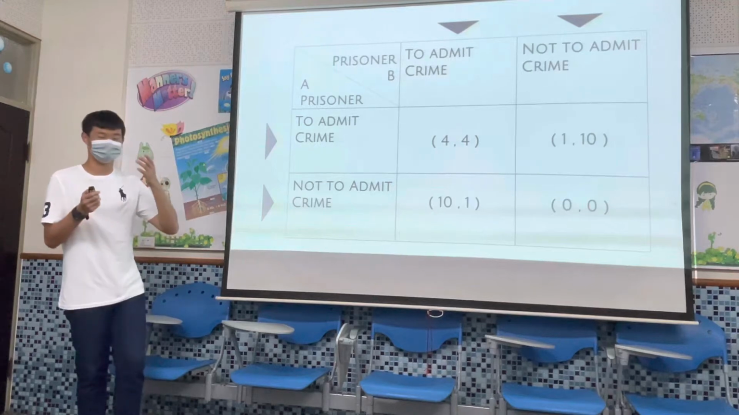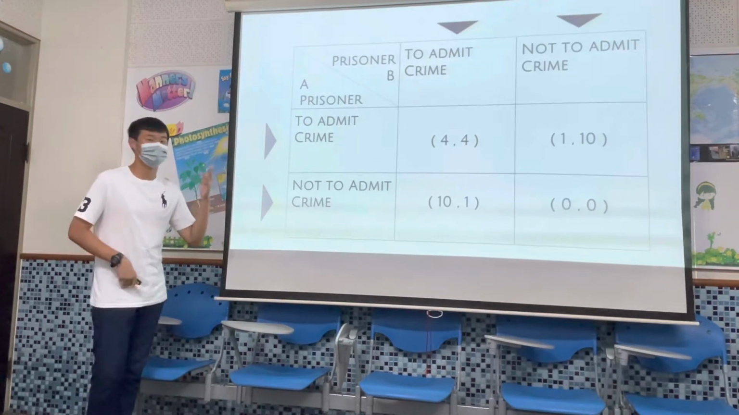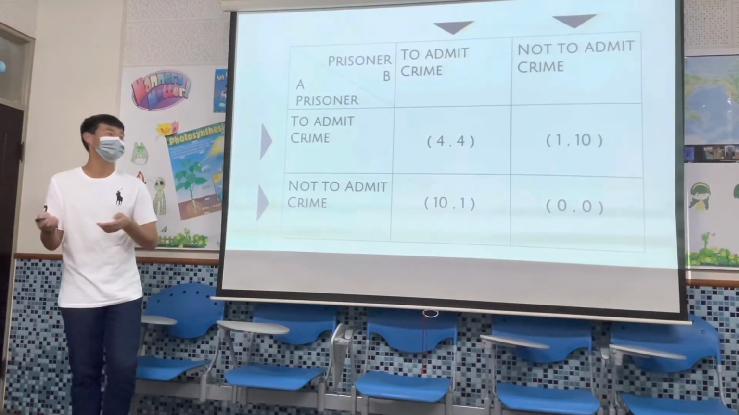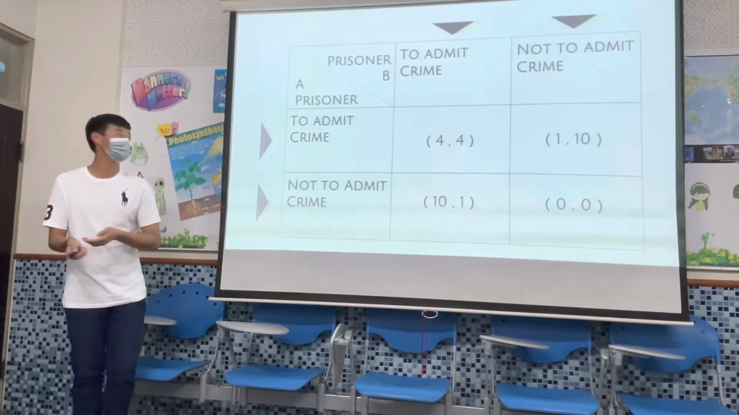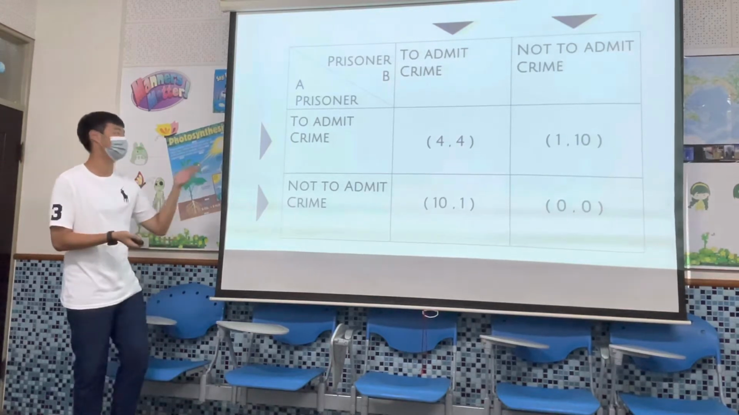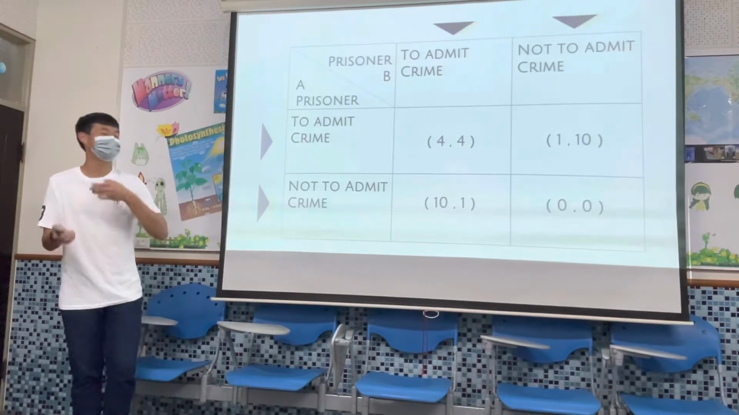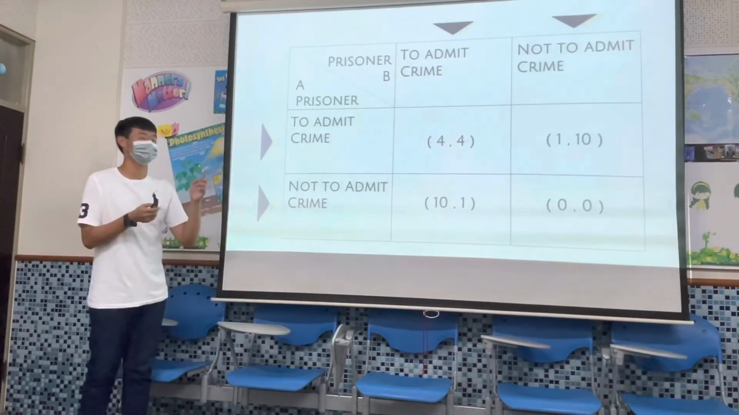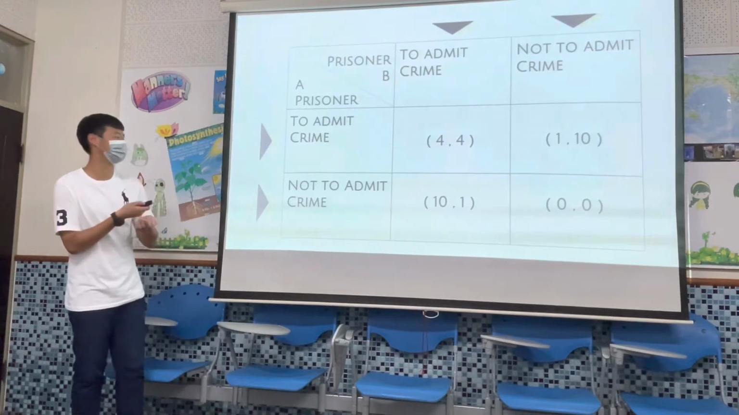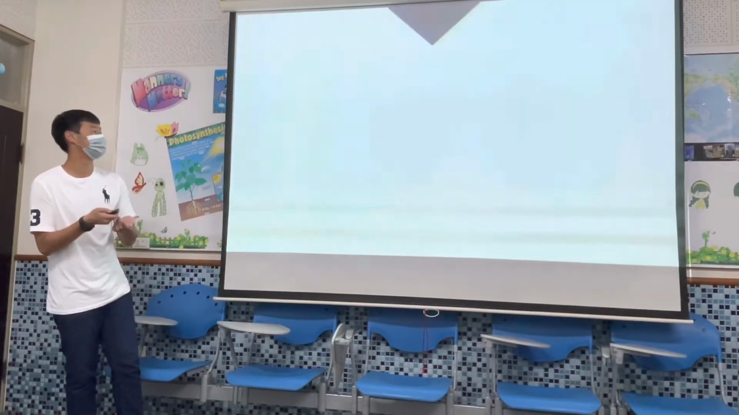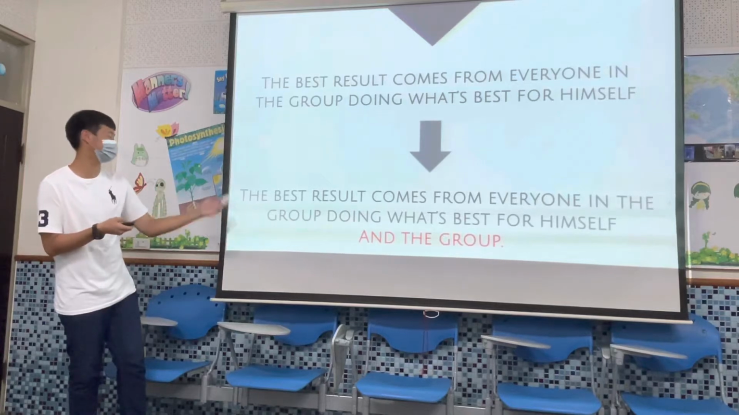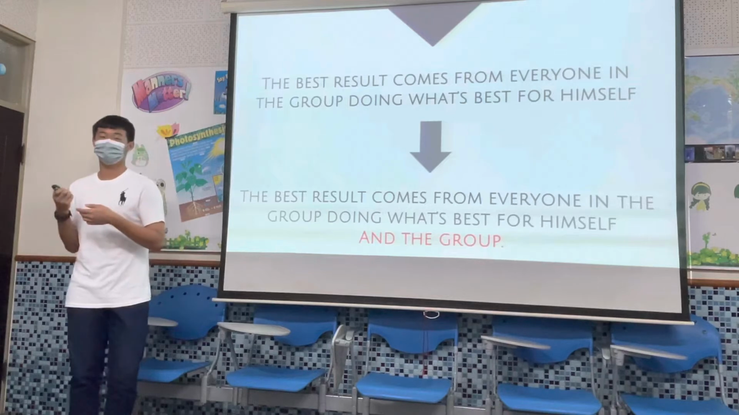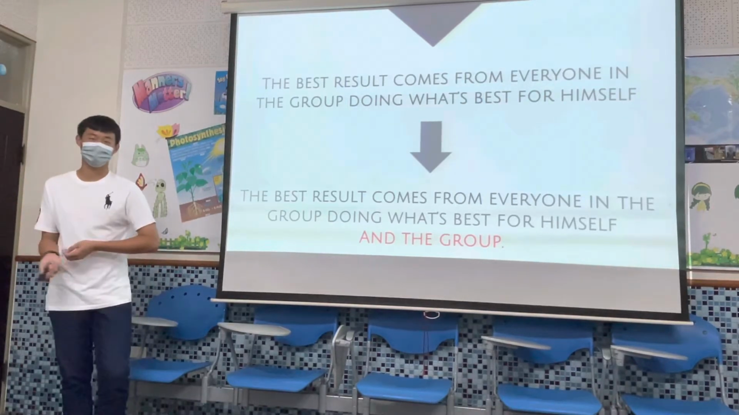However, if A and B don't know this, they would guess that the other person would admit the crime, so they admit the crime. So they wouldn't get the best result, which is no prison. So this sentence can be changed into this: the best result comes from everyone in the group doing what's best for themselves and also the group.